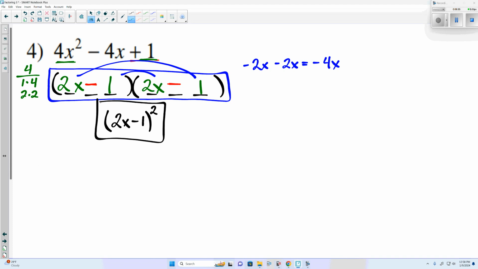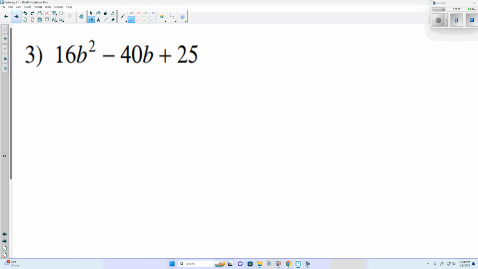Now it does work out that when we factor these quadratics and end up with a single set of parentheses being squared, we actually call these perfect square trinomials. Let's look at the next one here. 16b squared minus 40b plus 25. Is there a greatest common factor? Unfortunately, there is not one between all three. So we can do our two sets of parentheses with 3 spaces.